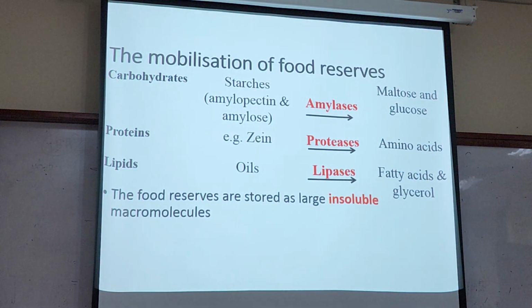Starch granules. The reason it is granule is because it is insoluble. Sugar, is it soluble or insoluble? Yeah. So this is the reason why the seeds need to break down the carbohydrate so that it is soluble and it can get into the developing cells. If it is insoluble, that's not going to happen.